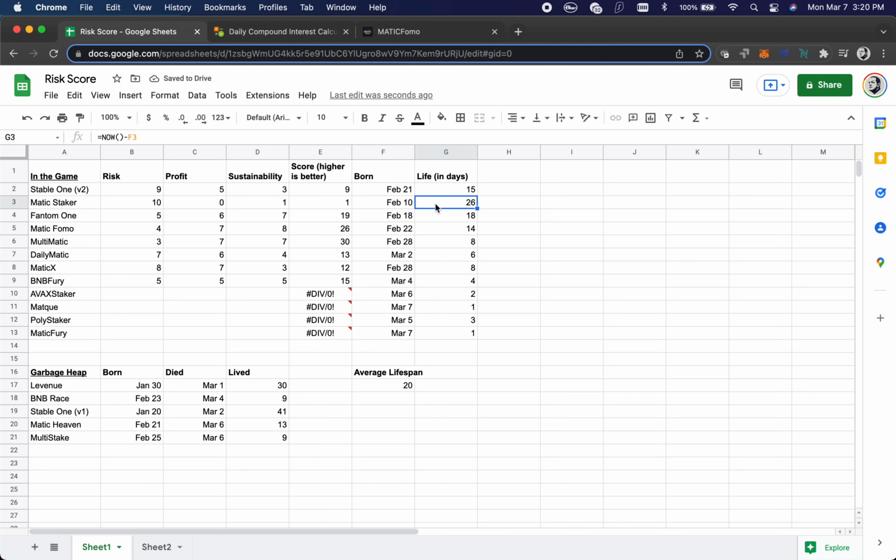Yeah, it's been around for 26 days, launched on February 10th. So yeah, even those early people in Platinum that dumped in early on Platinum still haven't even reached their unlock period.